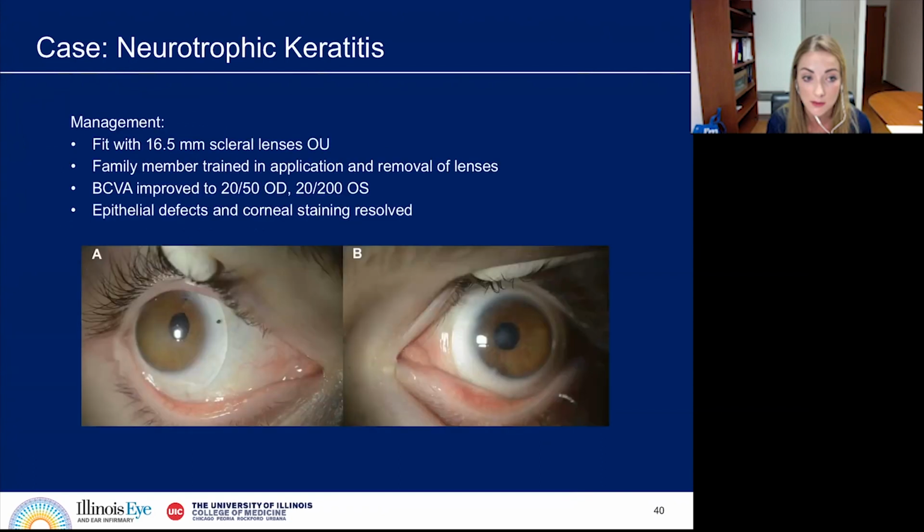So this patient was fit with a 16.5 millimeter scleral lens in both eyes. We helped the family member train in application and removal of the lenses. With familial dysautonomia, these patients have varying levels of severity. So some might be able to do it on their own, but some might need help from caretakers or family members. His vision improved in the right eye from 20/400 to 20/50, and in the left eye from counting fingers to 20/200, and the epithelial defects resolved and the corneal staining resolved as well.